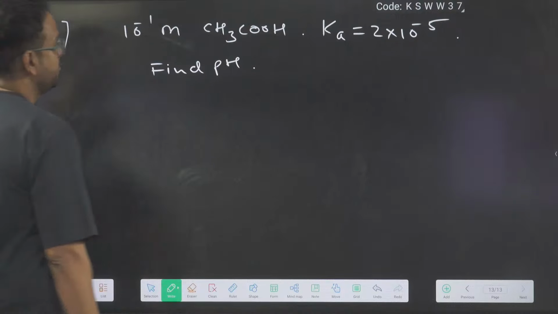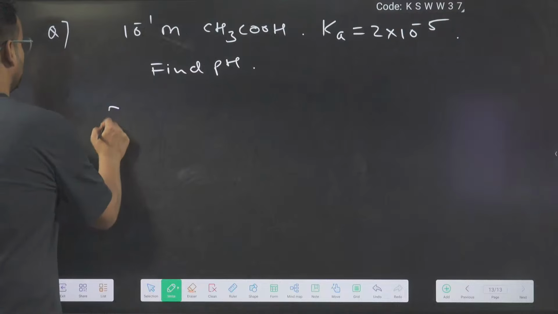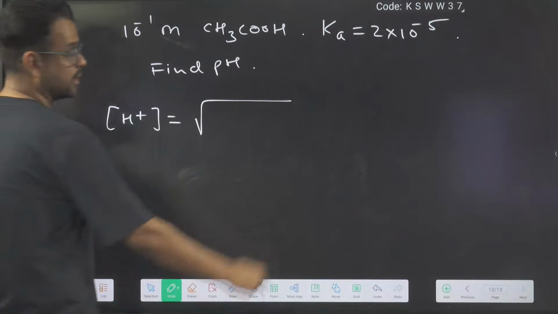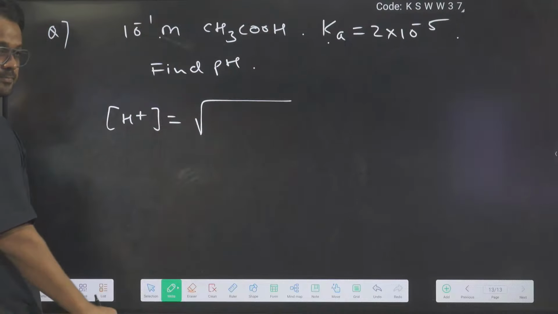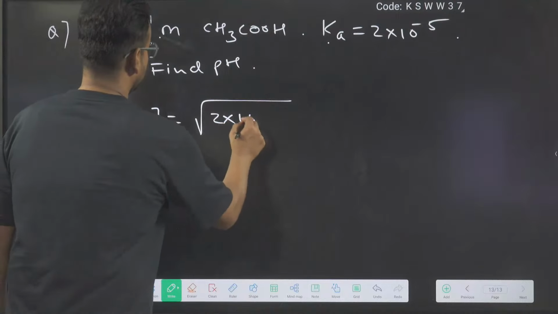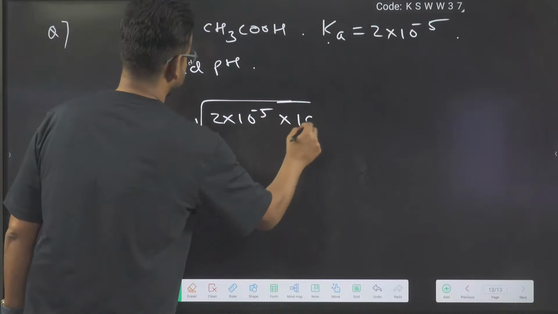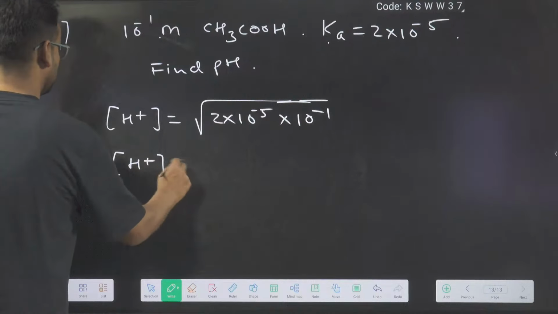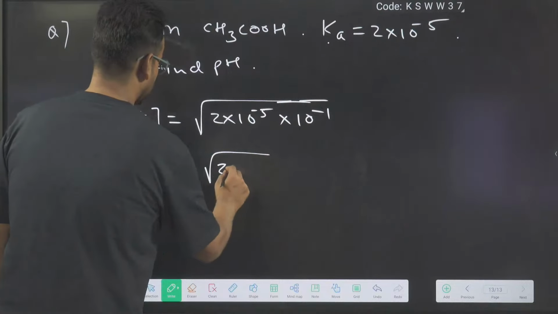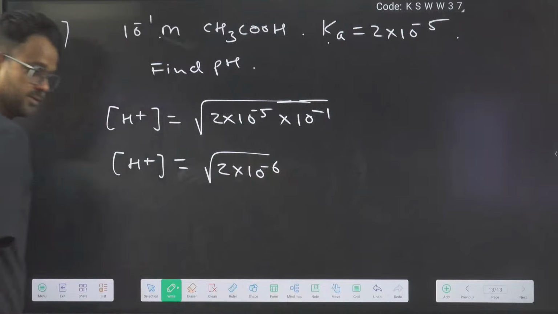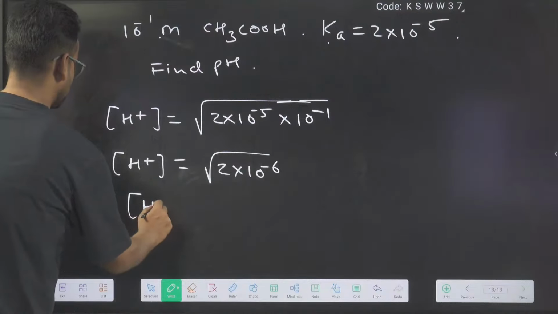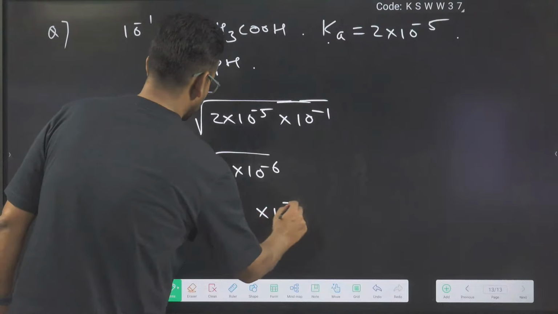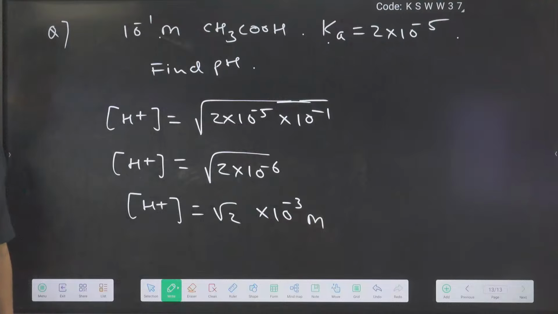So what do we do over here, everybody? H plus is equal to under root of Ka into C. Ka is 2 into 10 to the power minus 5. C is 10 to the power minus 1. So what do I get from here? I get under root 2 into 10 to the power minus 6. This becomes H plus is root 2 into 10 to the power minus 3 molar.